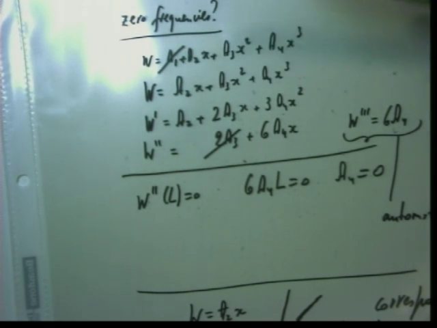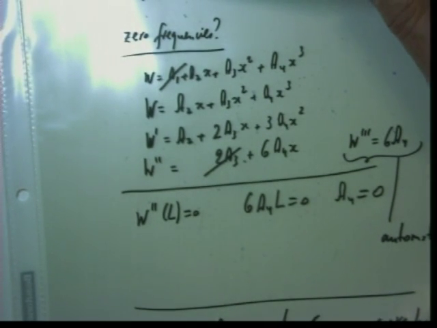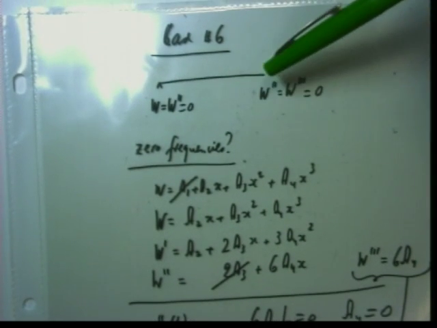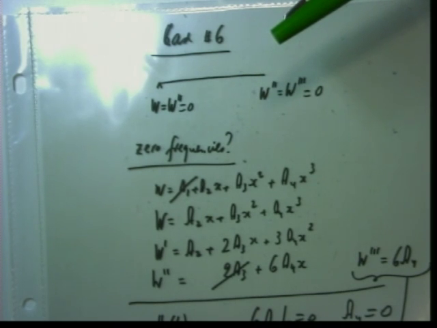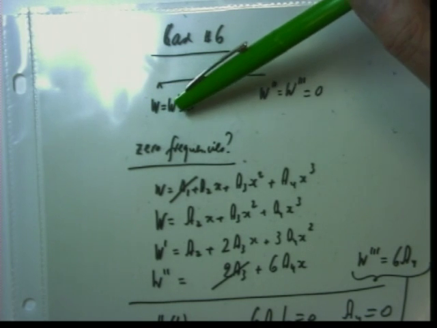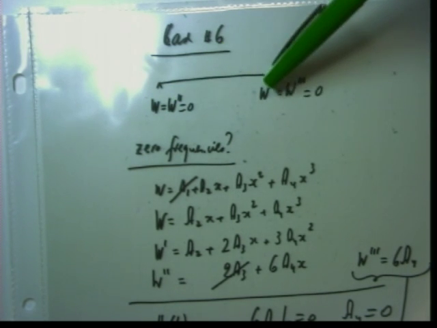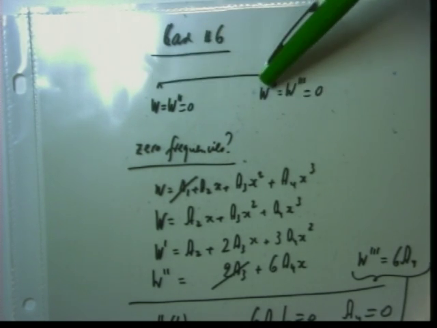Here I dealt first with simply supported free. Okay, let us deal with first simply supported free, if you don't mind. Simply supported free. For simply supported free, w equals 0, second derivative of w equals 0. Here, second derivative and third derivative equals 0. So let us ask the following question. Does simply supported free beam have zero frequencies? Let us answer this question.